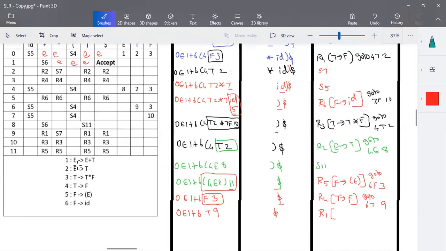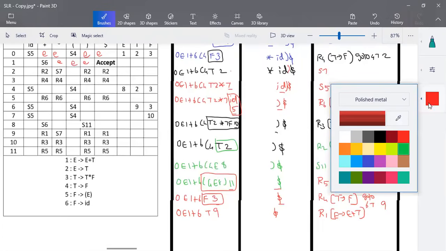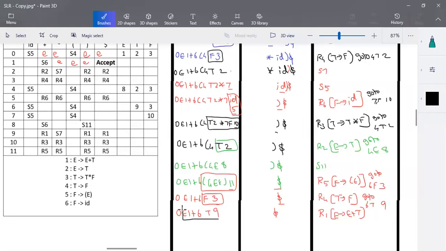And what is production number 1? It is E tends to E plus T. So this E plus T is the handle. So till this, it has to be popped out. You have E plus T here. Whatever states come in between, it doesn't matter at all. So we'll be popping out all the elements. Now 0 alone will remain as it is. And instead of E plus T, we'll be pushing E into stack. So this E will be pushed into the stack. And here you have dollar.